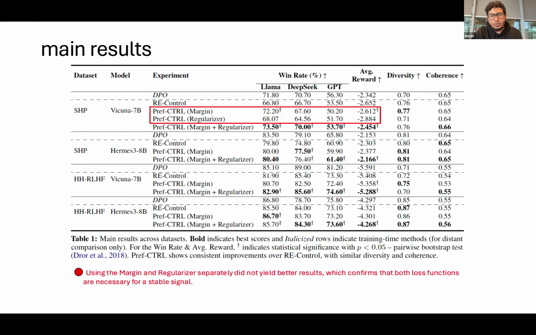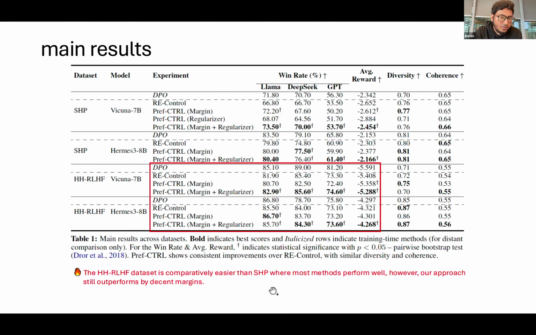the margin loss actually tries to separate the 2 responses, and that actually makes the reward hacking more prominent. Whereas we cannot use the regularizer alone, because the objective of that loss is mainly to reduce the over optimization of the margin loss. So this confirms that we need both loss functions in order to get a necessary stable signal of the preference and non-preferred sentences.